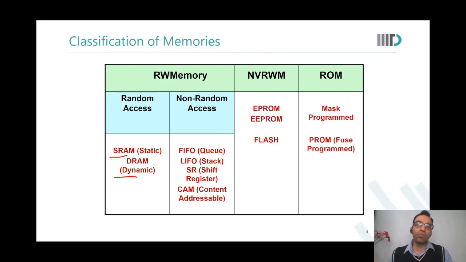EEPROMs would also allow erase. They could be used, for example, for boot code, where it may happen that I want to give a firmware update 1 year down the line. So I should have the flexibility to erase also. So EEPROMs would be used there. And then flash. Flash, all of you know. Where would you use flash?